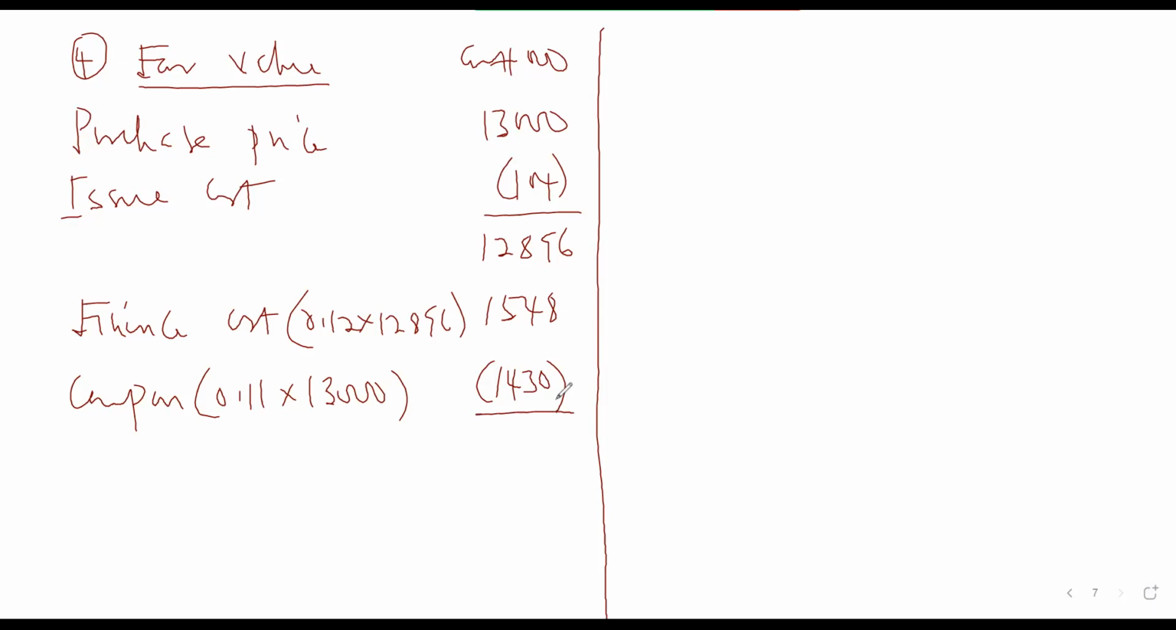What is the difference? The difference between the coupon and the finance cost. What is the difference? 118. The 118 relates to the issue cost. So if you subtract, what are we getting?